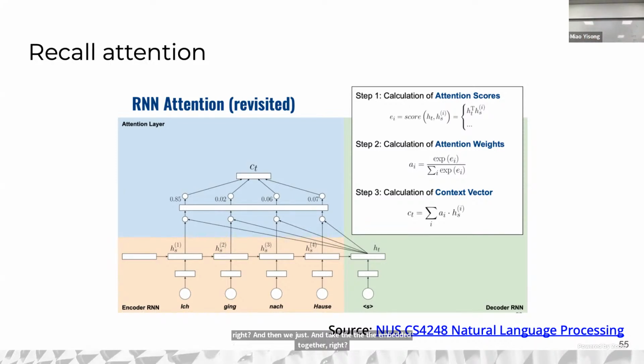Okay. Please. When we are training, intuitively, how do you understand how the model learns what the attention should be? Okay. So Nick has asked a question: during the training, how can we actually know what the attention should be? It's a very good question.